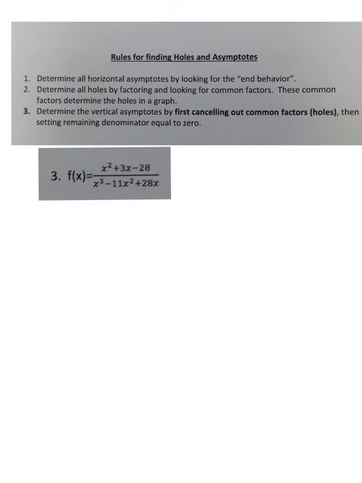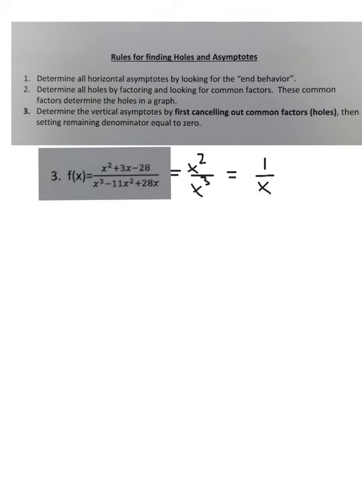All right, last one for the video. Okay, so to determine the horizontal asymptotes, we're going to take the highest power in the numerator, which is x squared, and the highest power in the denominator, which is x cubed. Now that does not reduce to a number, but what it does reduce to is 1 over x.